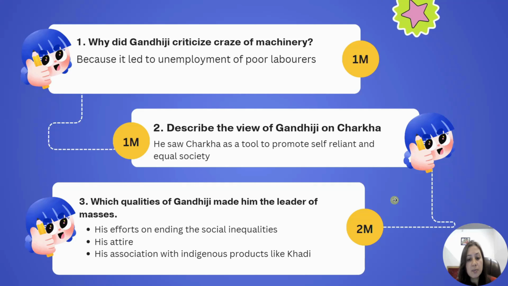Which qualities of Gandhiji made him the leader of masses? So first is his efforts on ending the social inequalities, his attire, and his association with indigenous products like khadi. So this is what made Gandhiji the leader of the common people, because he used to resemble the Indian mass, basically the farmers, the peasants, artisans.